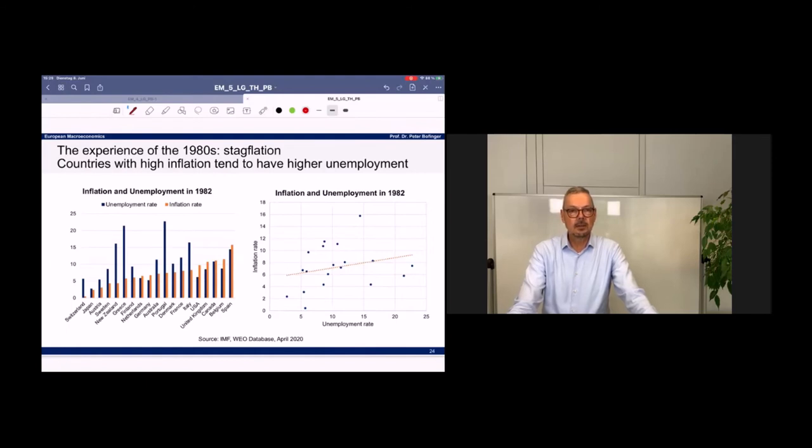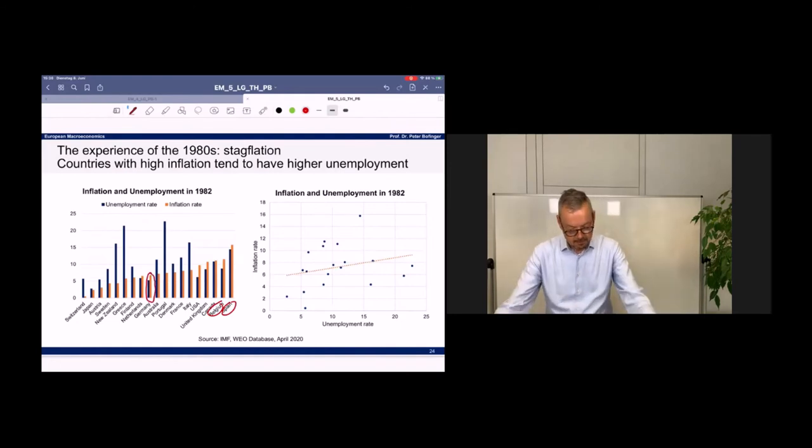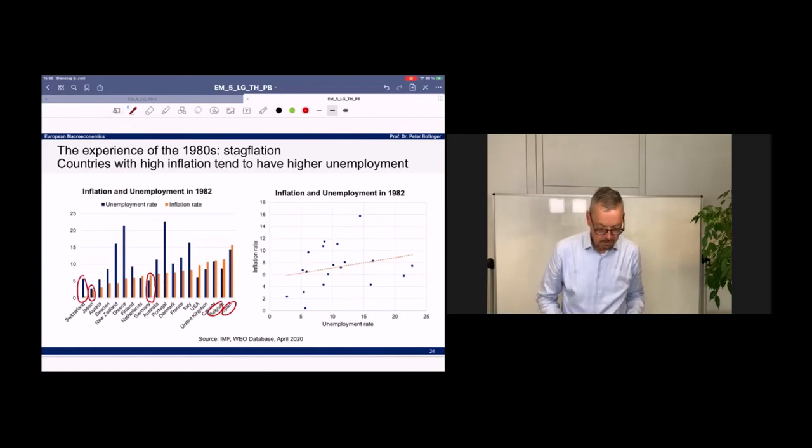The interesting observation was that countries with high inflation rates also were countries that had problems with the employment situation. You can see it on this chart. So you had countries like Spain or Belgium that had relatively high unemployment rates and relatively high inflation rates. And here Germany was a country with a relatively low inflation rate, relatively low unemployment rate. Japan and Switzerland, also two countries, relatively low inflation rates, relatively low unemployment rates.